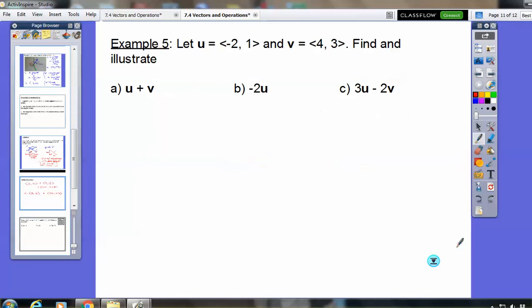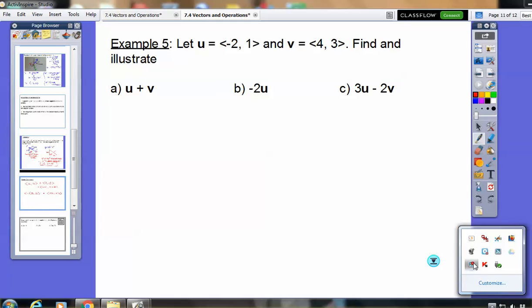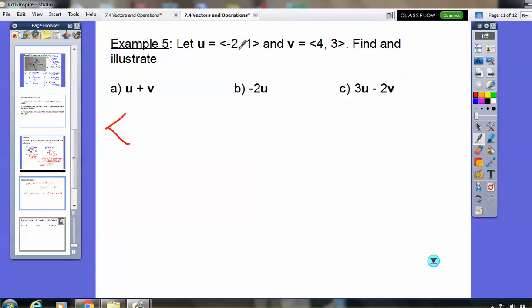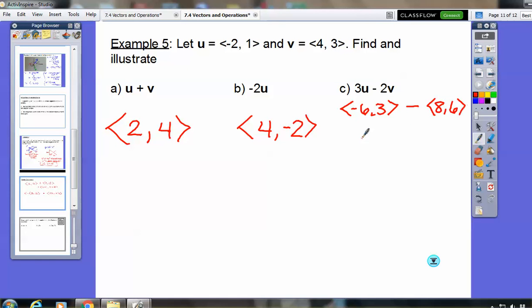All right, I want you guys to try the last problem on your own. U plus V, just add your like components, so -2 plus 4 is 2, 1 plus 3 is 4. Second one, -2U, just multiply both parts by -2, so we get 4, -2. Last one, 3U would be -6, 3, minus 2V is 8, 6, so then subtract. -6 minus 8.